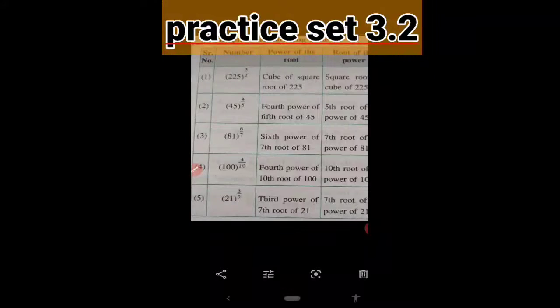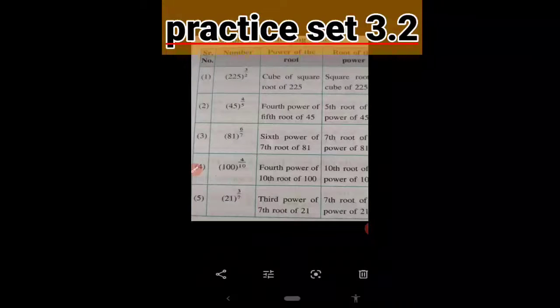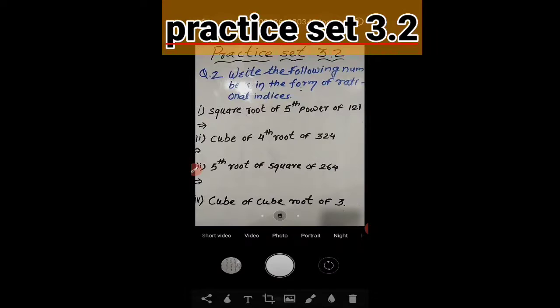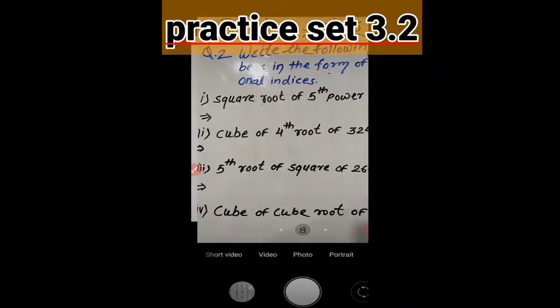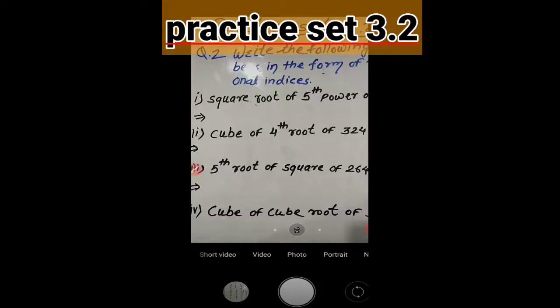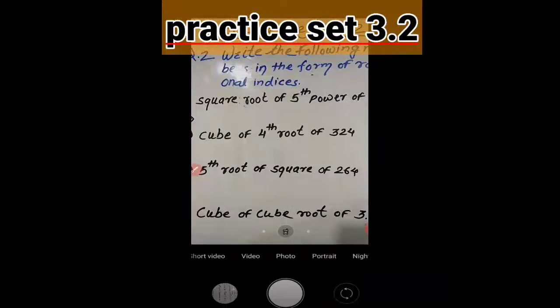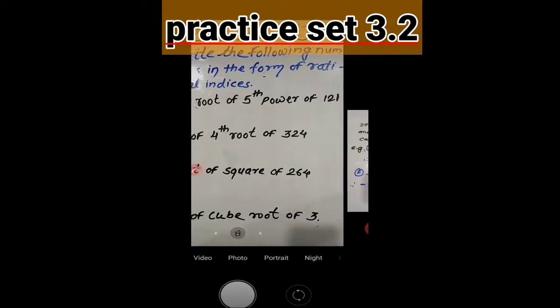Now we go for the next question, that is the second question of this practice set 3.2. The question is: write the following numbers in the form of rational indices. Opposite to that, the first question. In the first question, the examples are given in the form of rational indices and we write them in this form. Now this is the opposite. When we see the first example, square root of fifth power of 121.